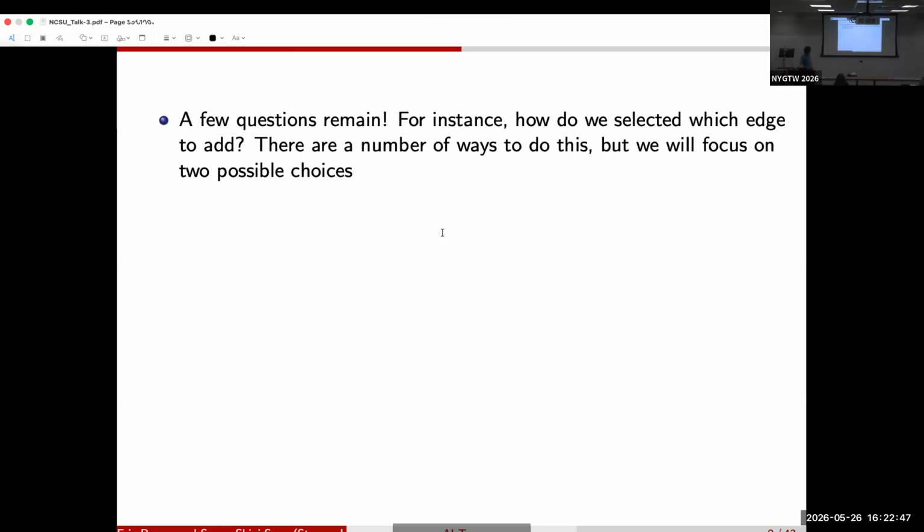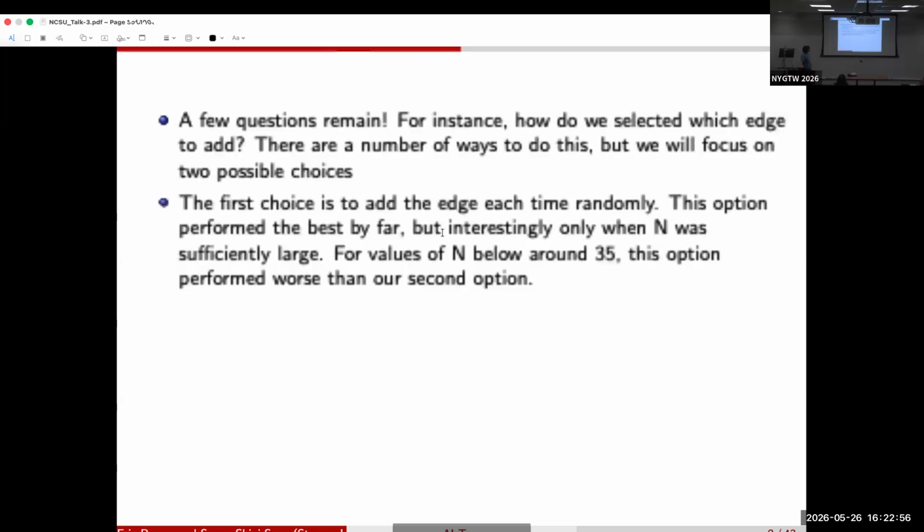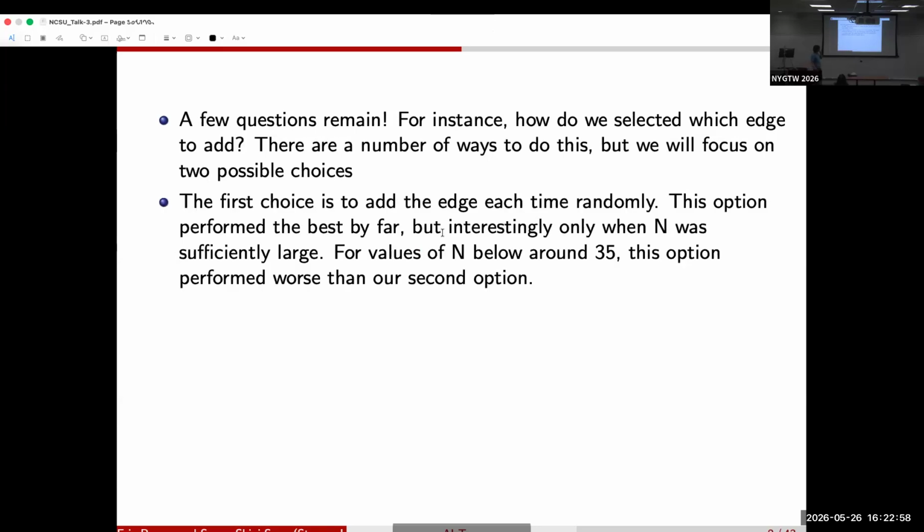All right, so a few questions remain. For instance, how do we select which edge to add? There are a number of ways to do this, but we'll focus on two possible choices. The first choice is to add the edge completely at random. You have a list of the non-edges, and you just pick one uniformly at random. This option performed the best by far in terms of the results, but interestingly, only when n was sufficiently large. When n was below 35, this option performed worse than our second option.